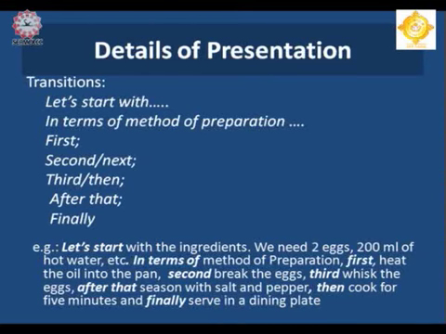Okay, for example, let's start with the ingredients. We need 2 eggs, 200 milliliters of water, and etc. In terms of preparations, first, heat the oil into the pan. Second, break the eggs. Third, whisk the eggs. After that, season with salt and pepper. Then cook for 5 minutes. And finally, serve in a dining plate.